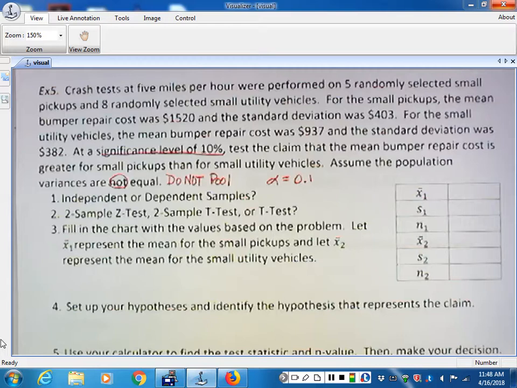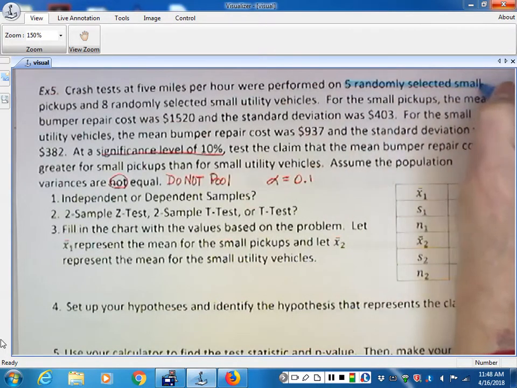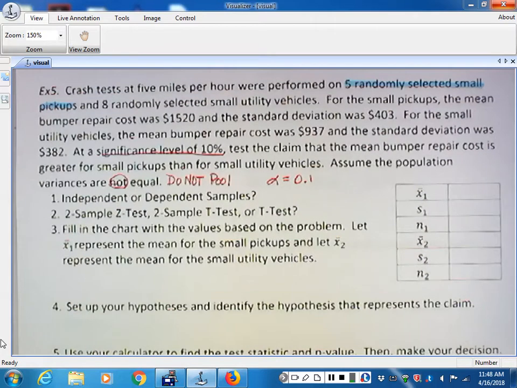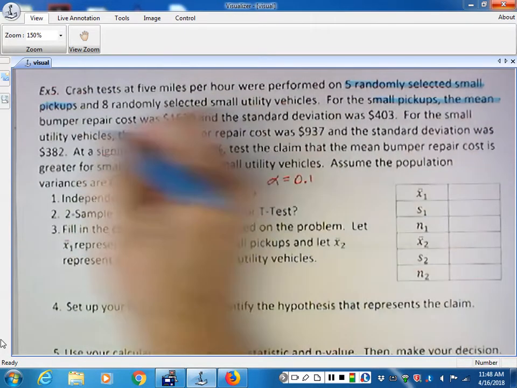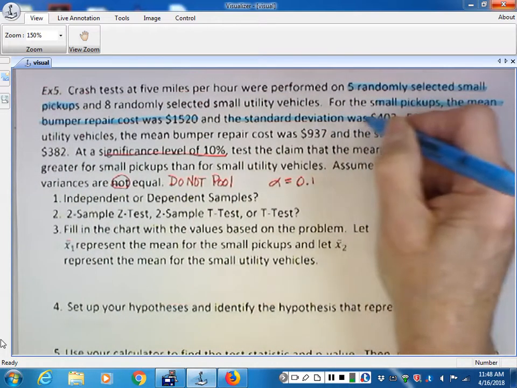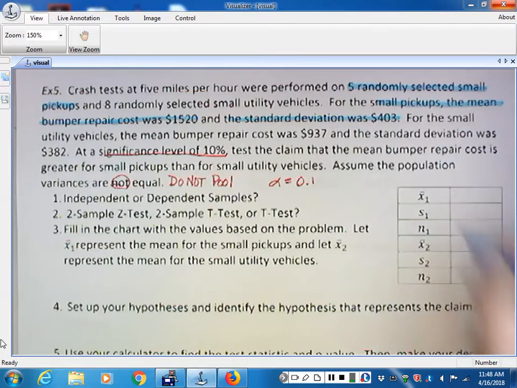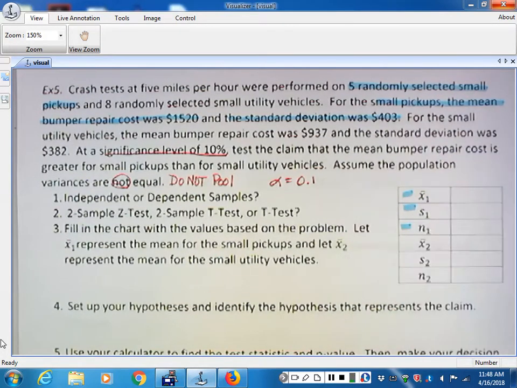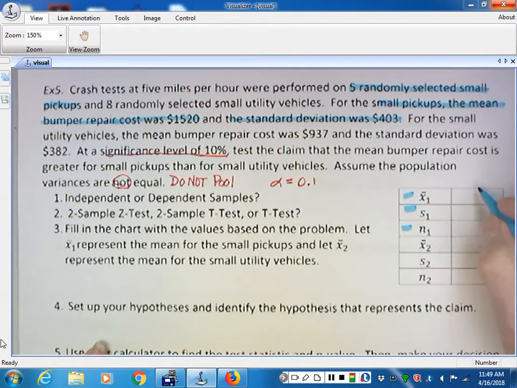So for the sample information, we have 2 sets. We have 5 randomly selected small pickups, and for the small pickups, the mean bumper repair cost was $1,520 and the standard deviation was 403. So we're going to take them to be group 1. So that means X bar 1 is 1,520, and that standard deviation 1 is 403, and the number in the sample was 5.